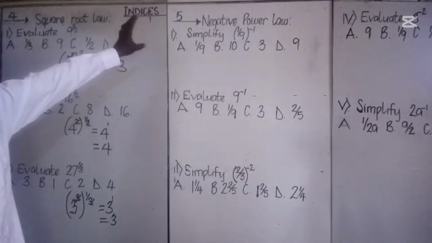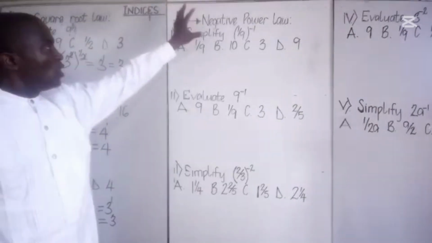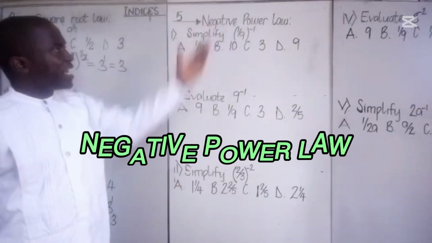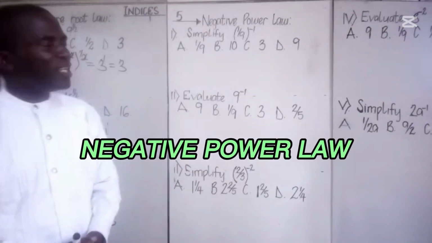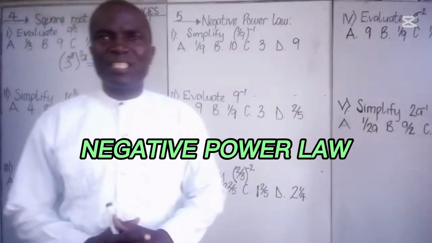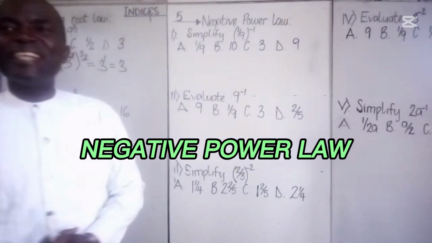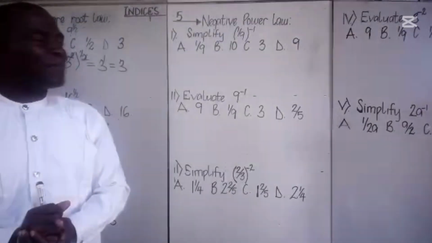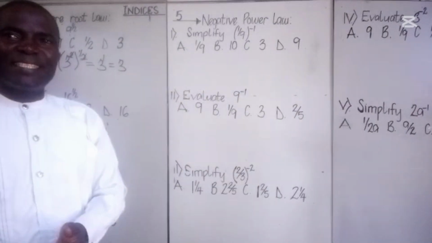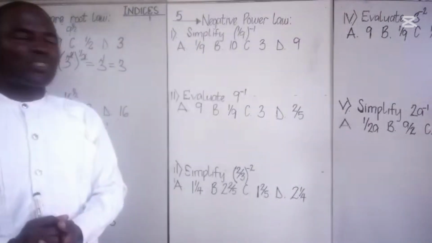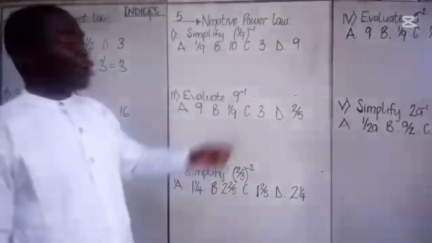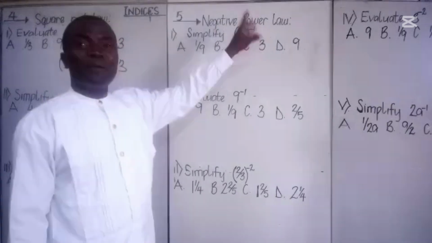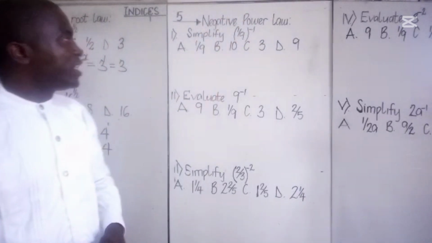Now we proceed to law 5 under the concept of indices, and that is the negative power law. The negative power law states that whenever a term or expression is raised to power of a negative sign, that negative sign can be cancelled out by taking the reciprocal of the term. The negative power can cancel out by taking the reciprocal of the term.